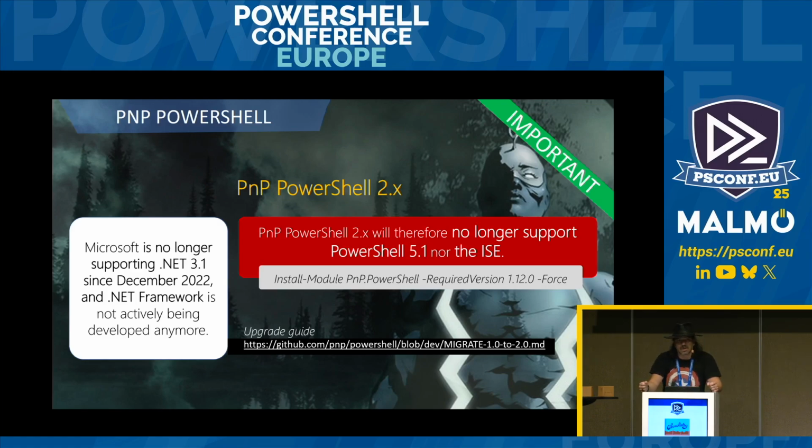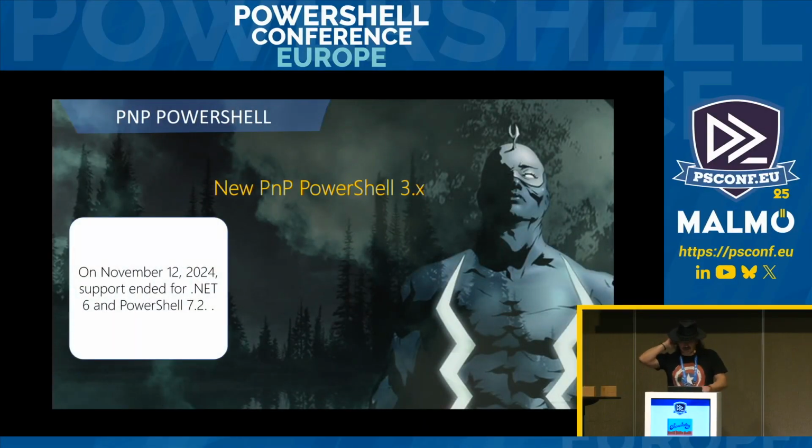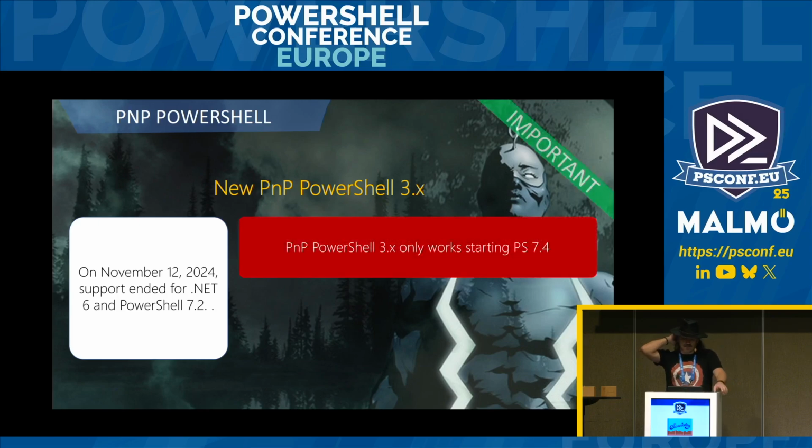So .NET Core is a completely different technological stack from the .NET Framework. This version, 1.12, only works on 5.1 because it's built with the .NET Framework. PnP PowerShell 2 forward is using .NET Core, and that's the reason it doesn't work. Now, another thing that happened, and actually I had a conversation with some of the guys yesterday because of this.